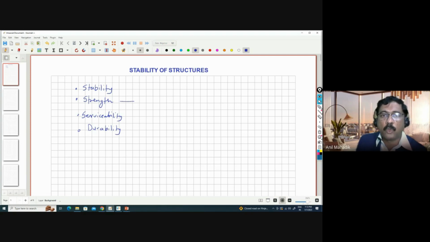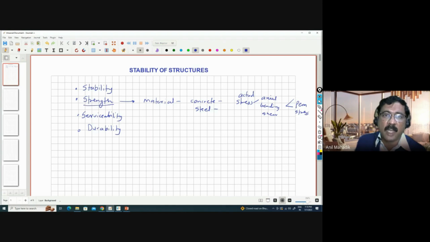Now, strength. All of you know, strength is something related with the material. Whatever material we use, either concrete or steel, whatever stresses are coming within the material, either in a beam or column, and we know that stresses are axial stress, bending stress, shear stress, whatever. Whatever actual stresses are coming in the member due to the loads, they should be less than the permissible stresses. That is related with the strength.